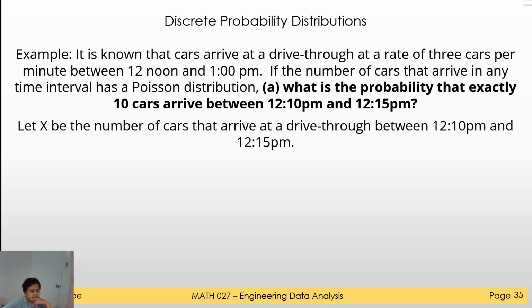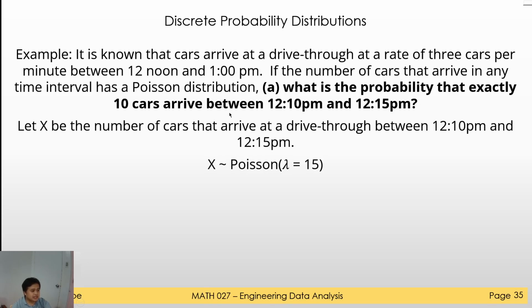We have 3 cars per minute. We only have 5 minutes, so during these 5 minutes, how many cars will have arrived? For the Poisson distribution here, lambda will be equal to 15, because we only have 5 minutes, and in those 5 minutes, 3 cars per minute will arrive. Therefore, the average number of cars is 15, so 3 times 5.